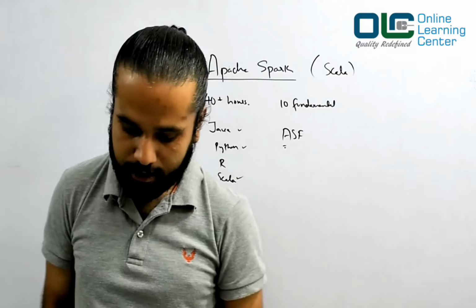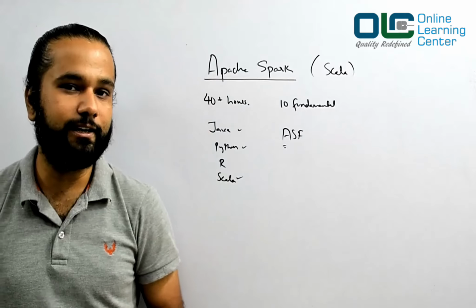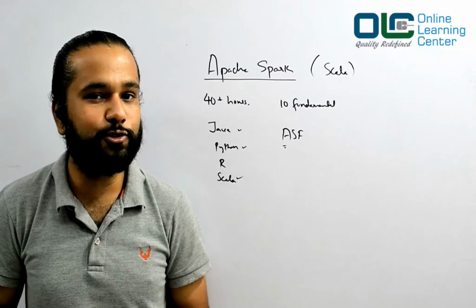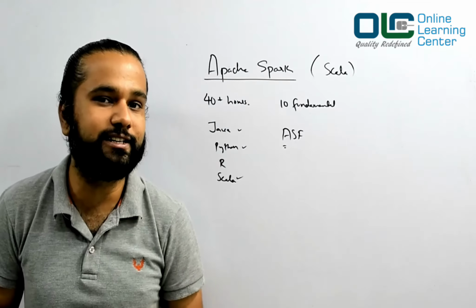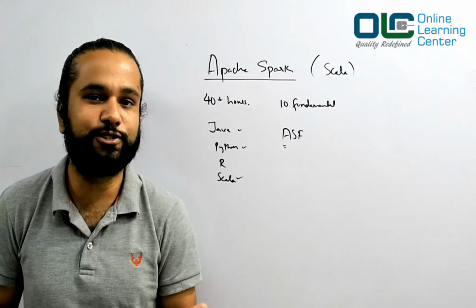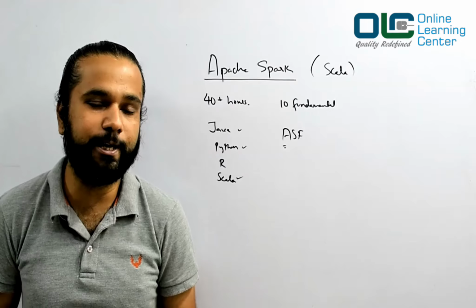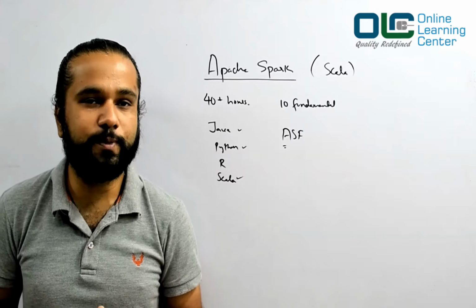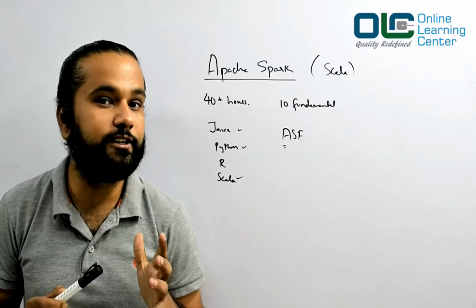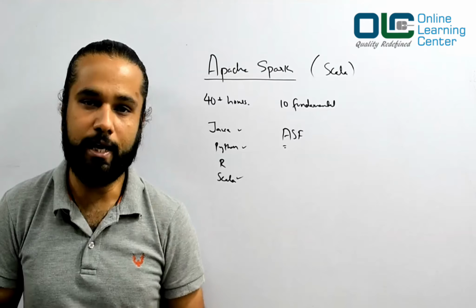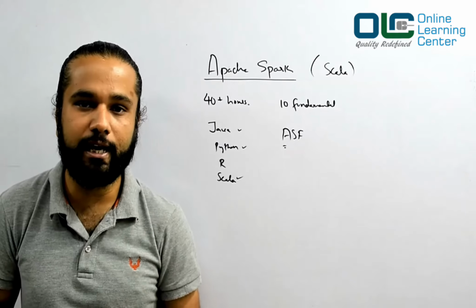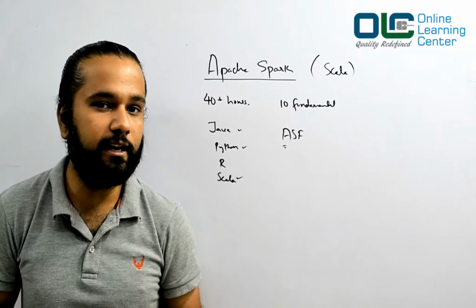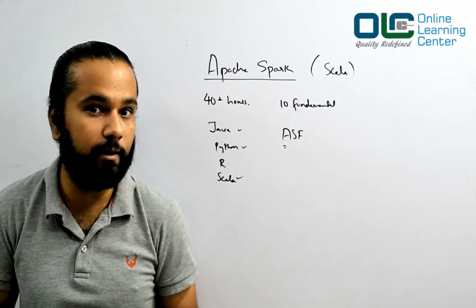Now let us talk about what Spark is, and why it is so popular these days in the market. It's been popular for the last 5 years. Why is it so popular even today? Spark is a big data processing framework that can help you process data at scale, and the scale can go up to petabytes.